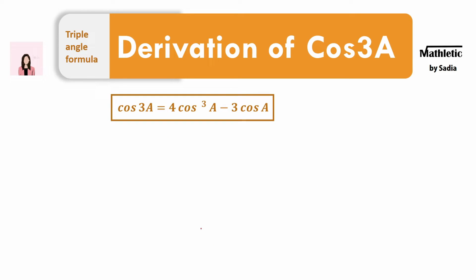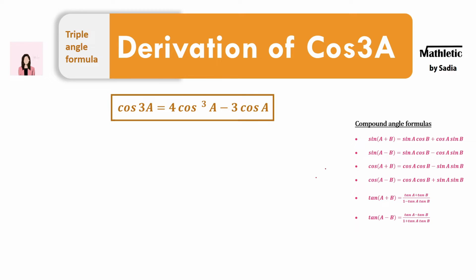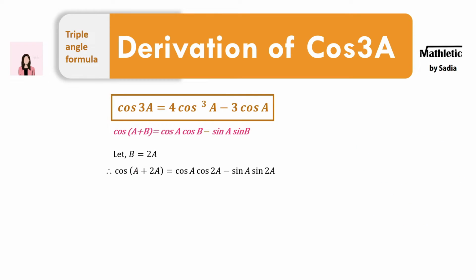The process of deriving cos 3A is very similar to the last one. At first, we need to select the compound angle formula. Since it's related to the cos, we have to use this formula. So cos of A plus 2A equals cos A cos 2A minus sine A sine 2A. Since the final line should be in terms of cos and the angle has to be A, not 2A, we have to replace the double angle formulas.